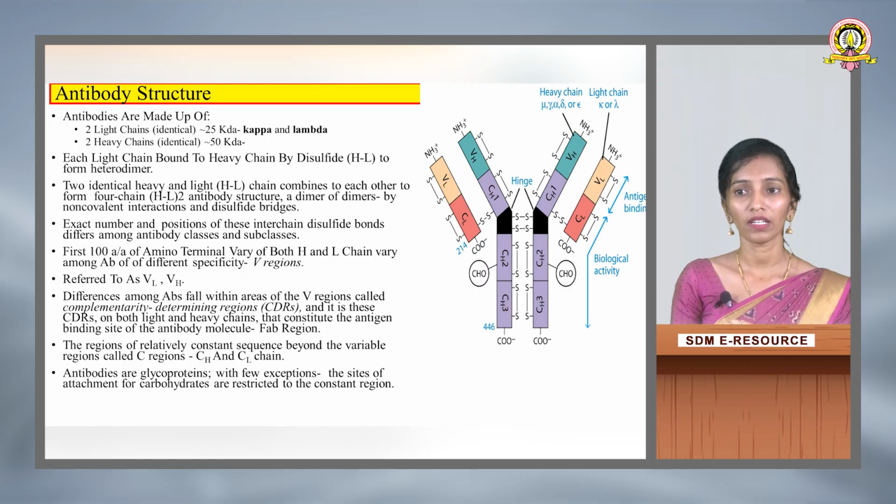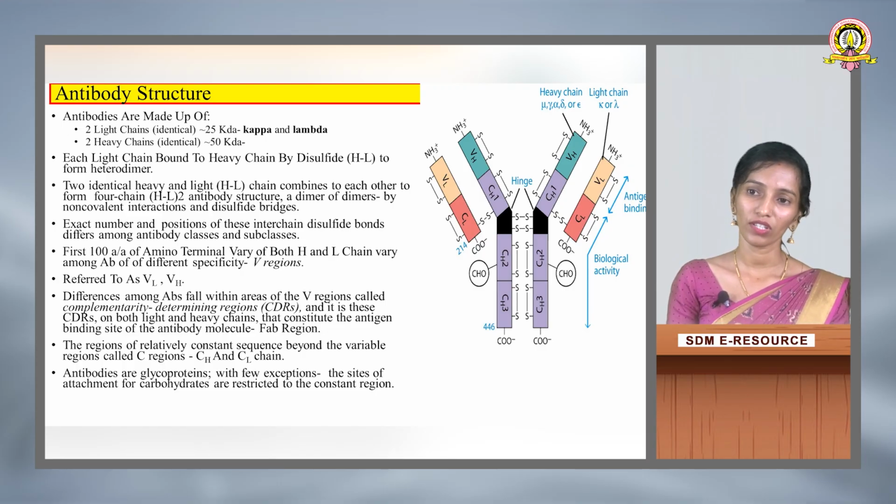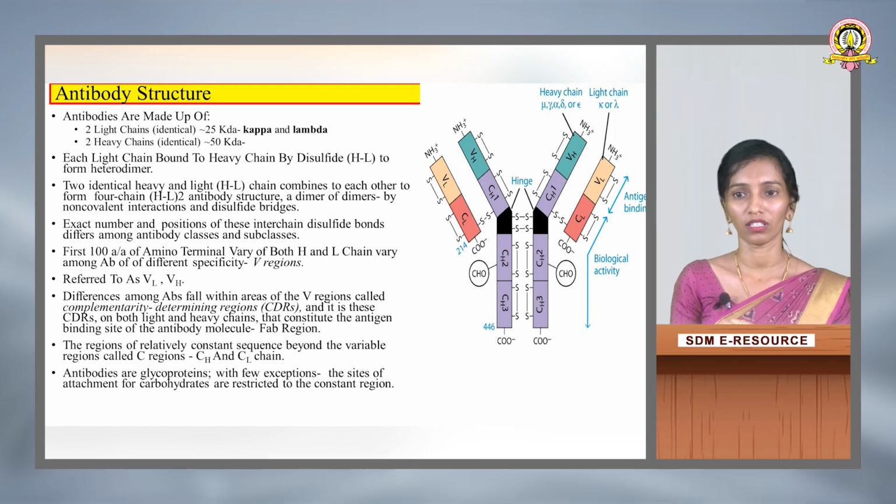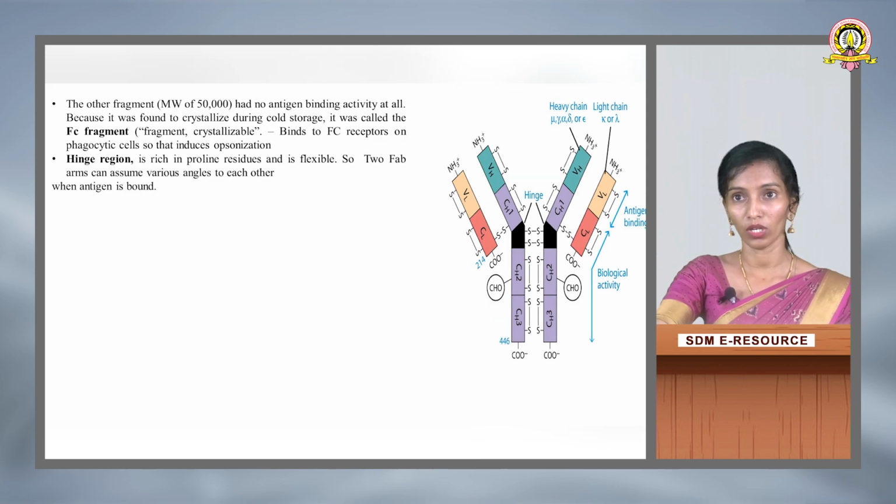The regions of relatively constant sequence beyond the variable regions are called constant regions, the constant region on the heavy chain and the constant region on the light chain. Antibodies are glycoproteins with a few exceptions. Glycoproteins consist of a protein along with carbohydrate. The sites of attachment of this carbohydrate are restricted to the constant region. That means the carbohydrate will bind only to the constant region of the antibody molecule.